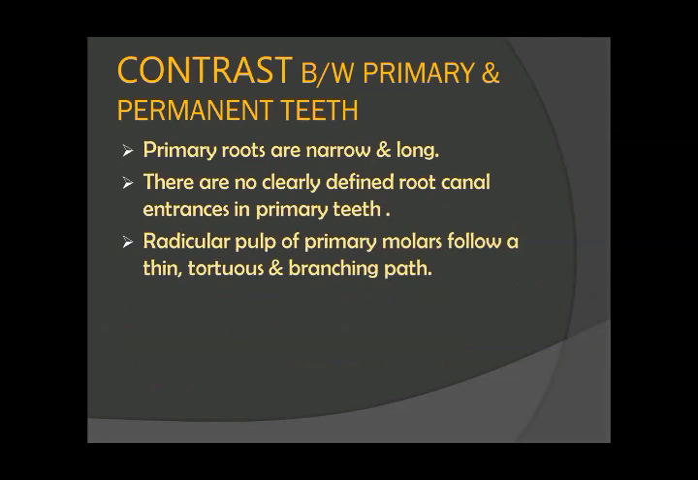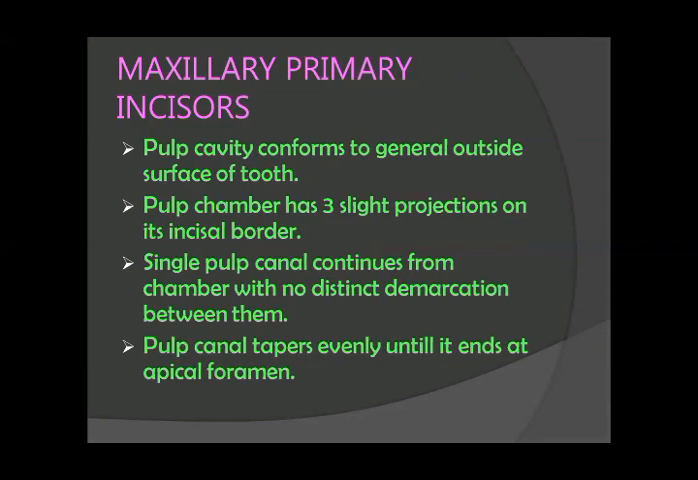Radicular pulp of primary molars follows a thin, tortuous and branching pathway. In maxillary primary incisors, the pulp cavities conform to the general outside surface of the tooth. The pulp chamber has three slight projections on its incisal border. A single pulp canal continues from the chamber with no distinct demarcation between them. The canal tapers evenly until it ends at the apical foramen.